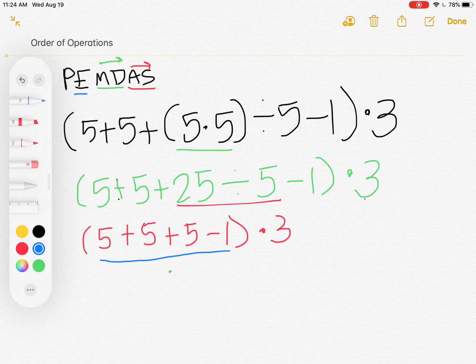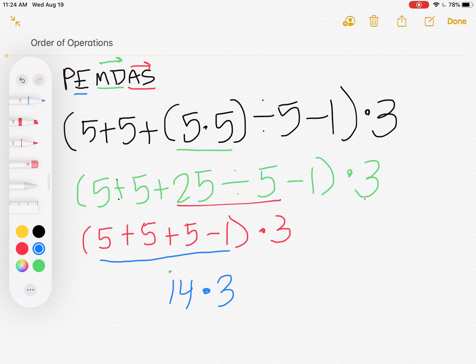It's all fairly small numbers. 5 plus 5 is 10, plus 5 is 15, minus 1 is 14. So when I added and subtracted all those things together, I got 14. And then I still have that times 3 on the outside. I don't need these parentheses anymore because I've done everything inside the parentheses.